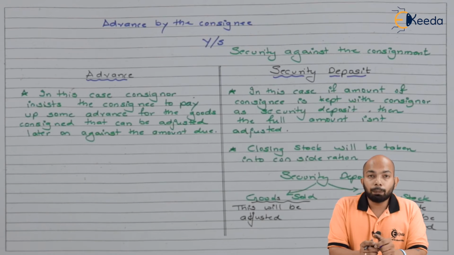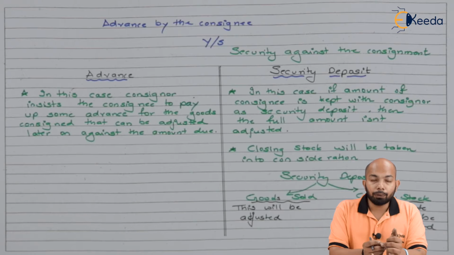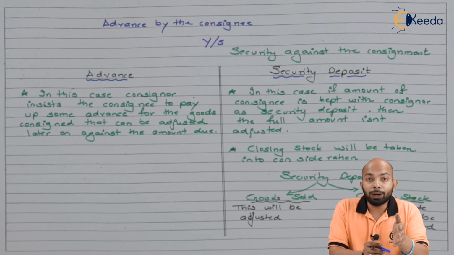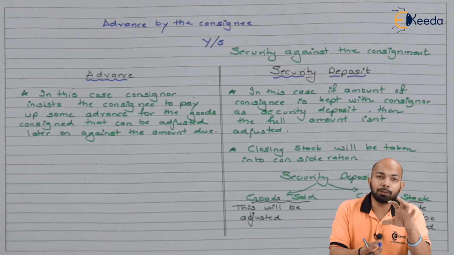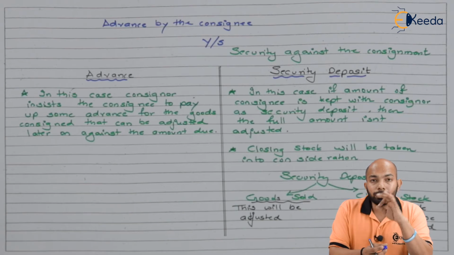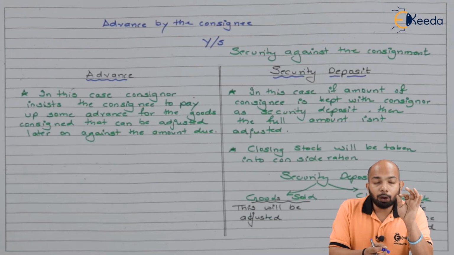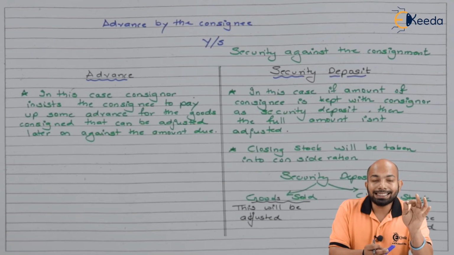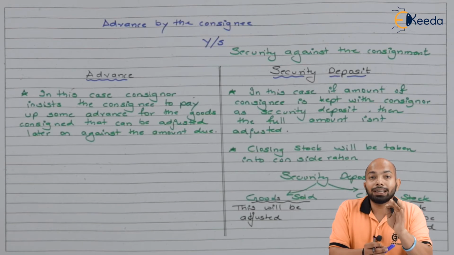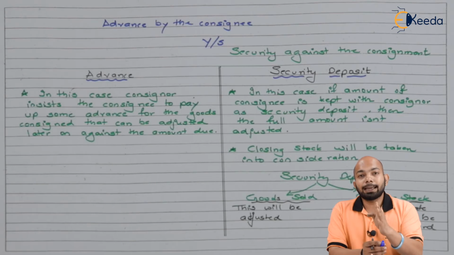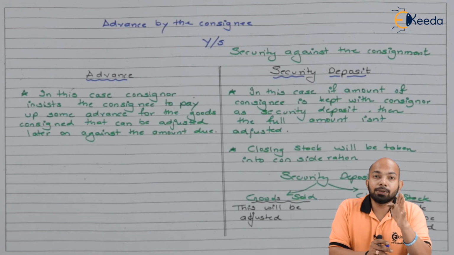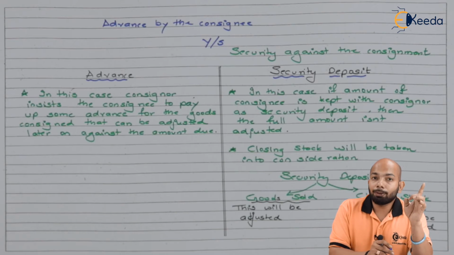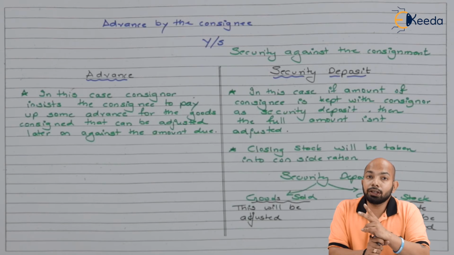We have mentioned the pointers here, let's read them out. When it comes to advance and when it comes to security deposit, there is a little bit of change. In both these cases, an amount is kept with the consignor. Make sure you understand this. An amount is kept with the consignor in both these cases, either as a part of advance or as a part of security deposit.